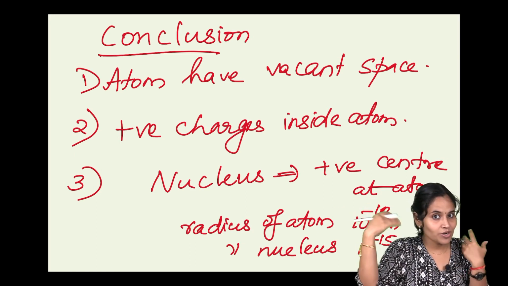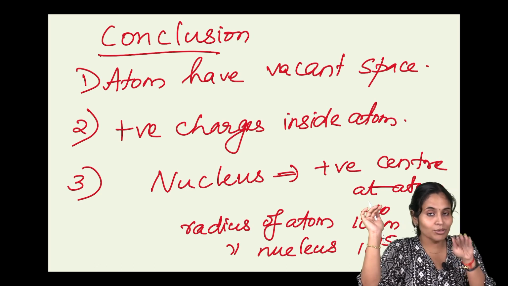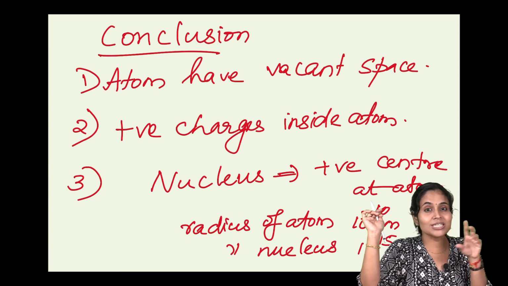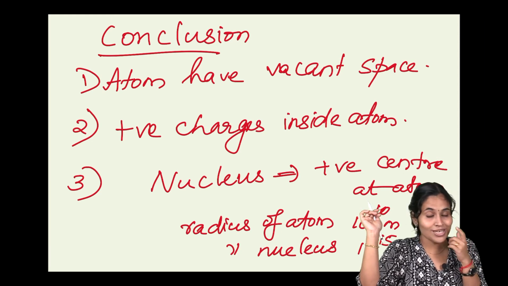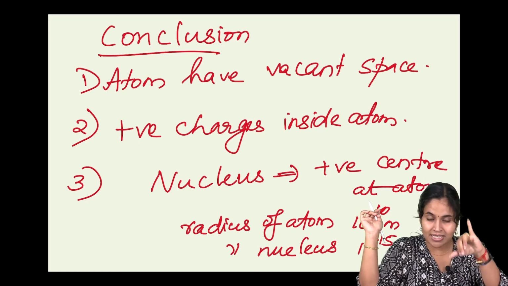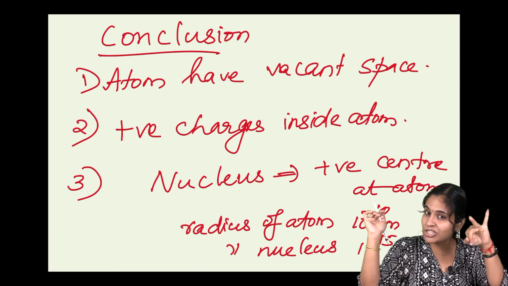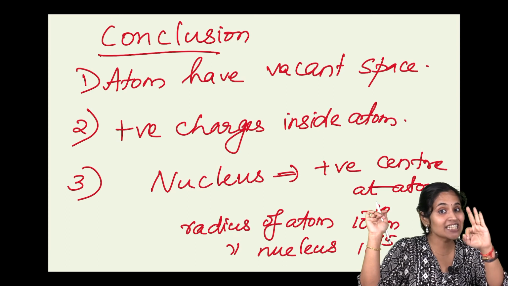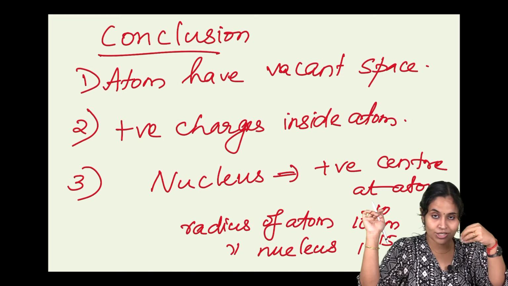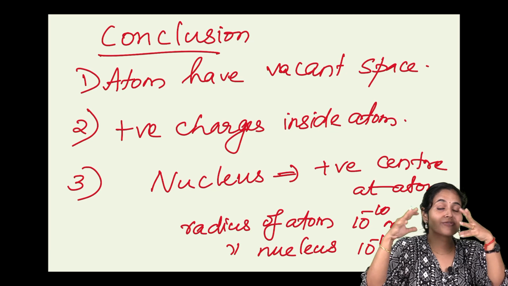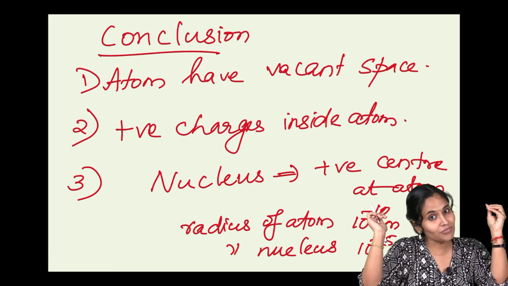And by that time electrons were already discovered, so he also included the point that the negatively charged electrons are revolving around the nucleus in circular paths. Okay, so his atomic model includes all these points: that the atom consists of enough vacant spaces, and there are some positive charges present inside the atom, and these positive charges are located at the center of the atom, and the center is known as nucleus. And he also added that if the radius of the atom is in the range 10 raised to minus 10 meter, then the radius of the nucleus will be in the range 10 raised to minus 15 meter.